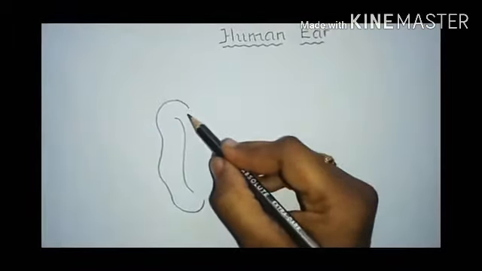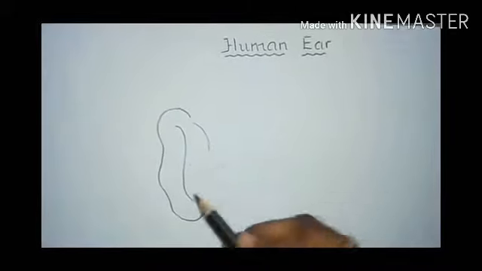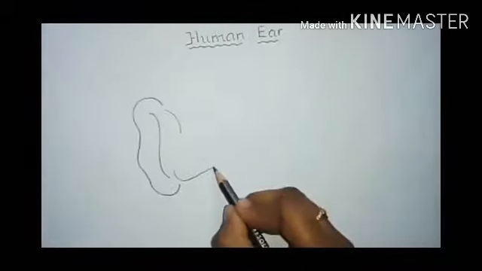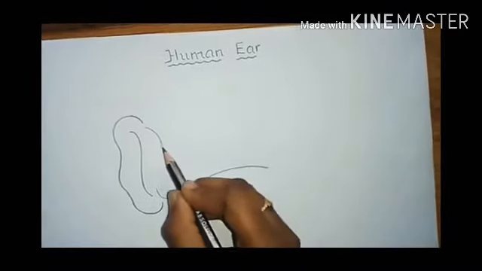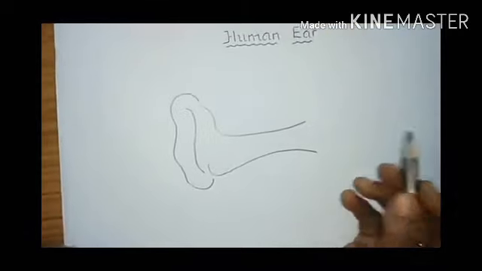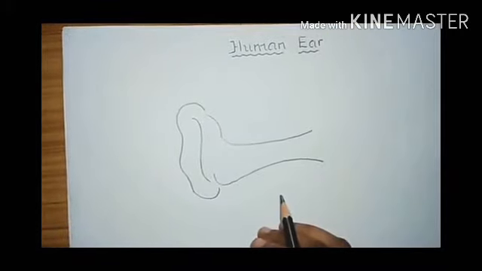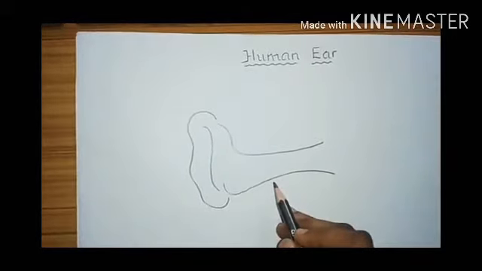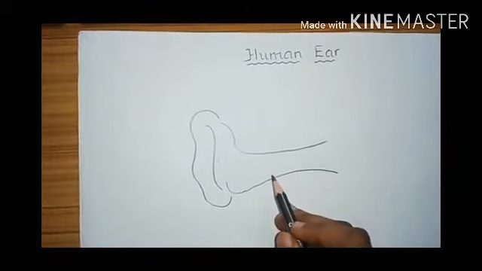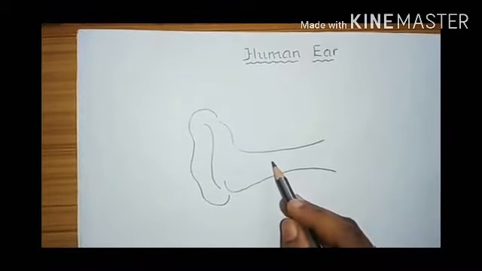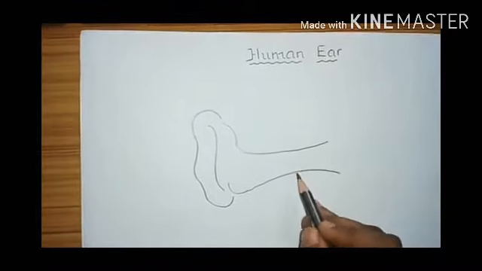Now draw the auditory canal. So just make a curved line like this. This is the auditory canal. The auditory canal prevents dust. The hairs present in the auditory canal prevent dust particles from entering, and wax which is produced in the auditory canal entangles small organisms and the dust.